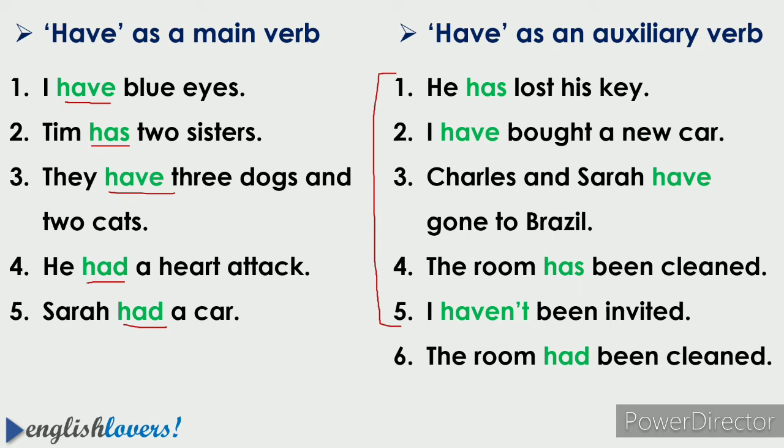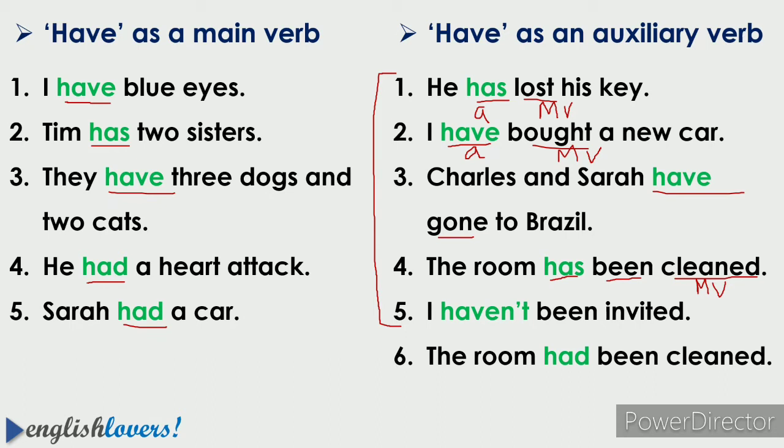So present perfect tense is has or have plus past participle of the verb. So here he has is the auxiliary and lost is the main verb, and this tense is present perfect. In the next, have is the auxiliary and bought is the main verb. In the next, have is again auxiliary and gone is main verb. In the next, has is auxiliary. Here been is also auxiliary and the main verb is cleaned. Now what is the difference in these 3 sentences and the 4th and 5th one?